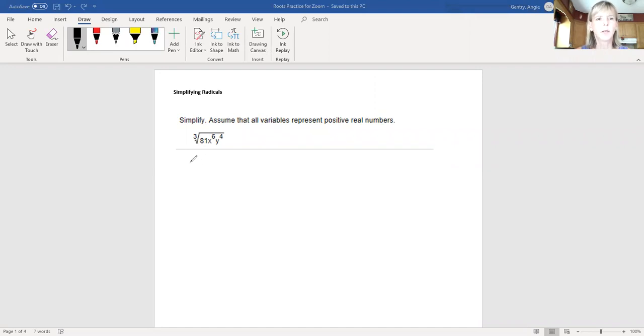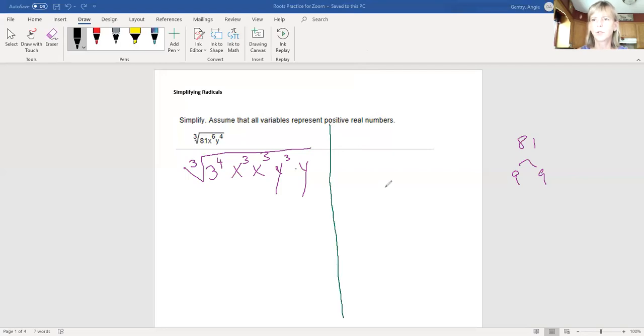So it says simplify. So the first thing I do when I see that is I'm going to put everything into exponential form. So 81 is 3 to the 4th because 81, 9, and 9, etc. Each one is 3, 3. So then you have x to the 6th. So you have options here. You could do x cubed and x cubed, and you can do y to the 3rd times y is y to the 4th. And I'm going to show you this once with 2 different scenarios.